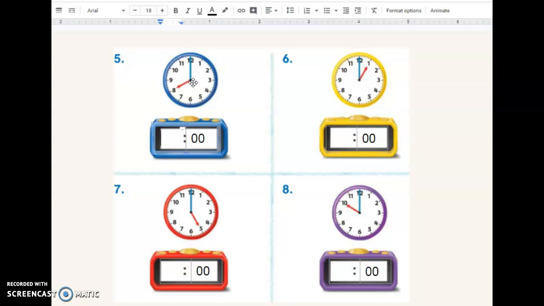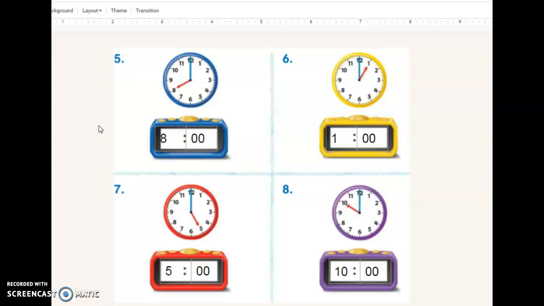Alright, you guys, the red shorter hour hand is pointing to the 8. Here, it's pointing to the 1. Remember the hour hand is the shorter hand, and it is pointing to the number 5. The hour hand is pointing exactly to the 10, so it is 10 o'clock. I forgot to read out the times when we were doing question 5, 6, and 7, so let's say the times. 8 o'clock, 1 o'clock, and 5 o'clock.